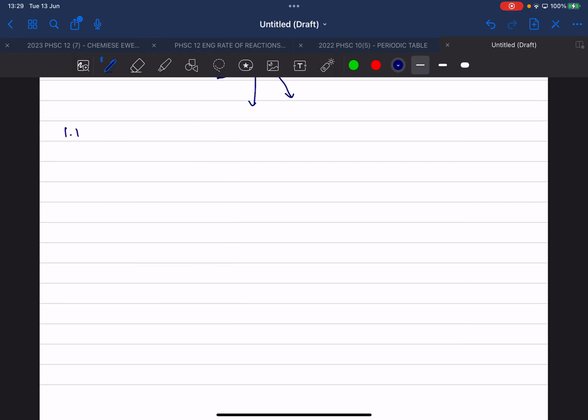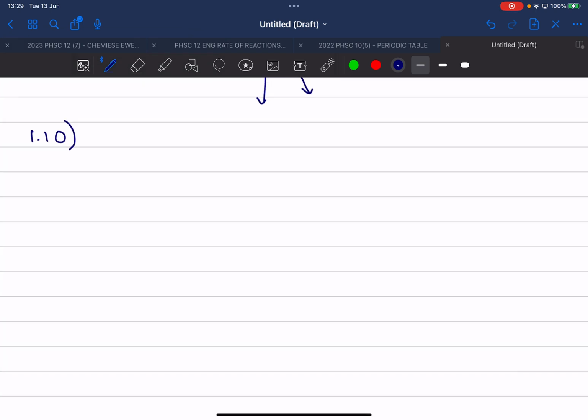Oepsie, 1.10. A neutral metal sphere M is placed on an insulated stand. An identical metal sphere N carries a charge of positive Q as shown. Okay, so ons het hierso iets en hy's neutraal. It is neutral, so 0 coulomb. And then you have something there that is positive Q coulomb. Okay, and this is M and this is N.